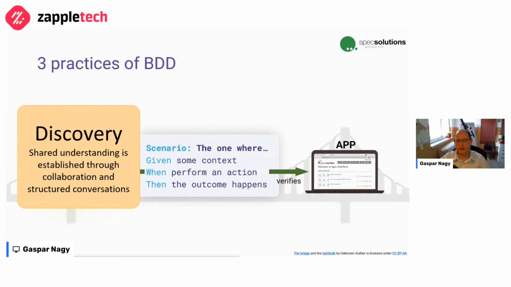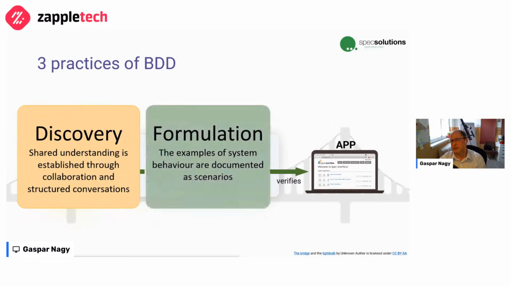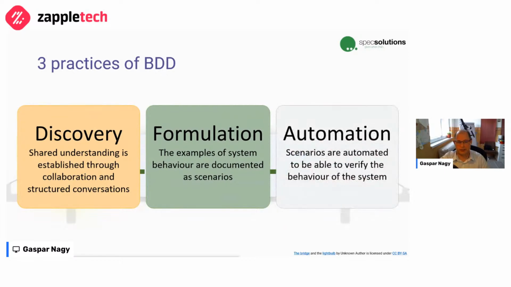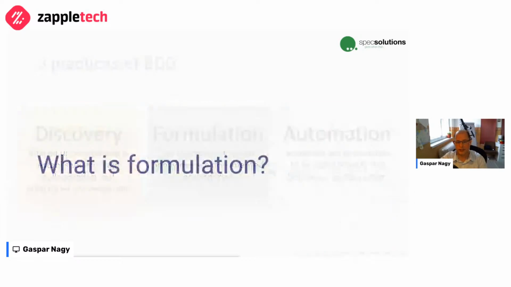Once we have these conversations, once we were discussing the requirements, that's the time where we would need to really write them down into scenarios. That's what is usually called the formulation practice. Basically, when we are just documenting the results as scenarios. This is going to be the topic of today's talk. And of course, once we have the scenarios, we would like to automate them so that we can verify whether our system is really fulfilling those or not. So those are basically the three key practices of BDD: discovery, formulation, automation. And as I said, today we are going to focus on the formulation practice.